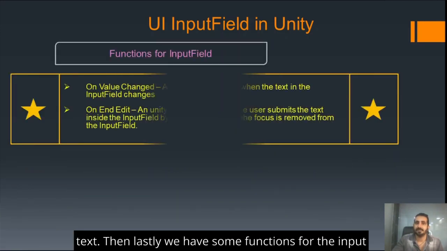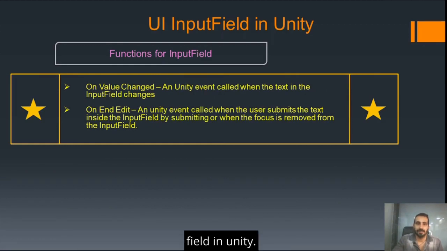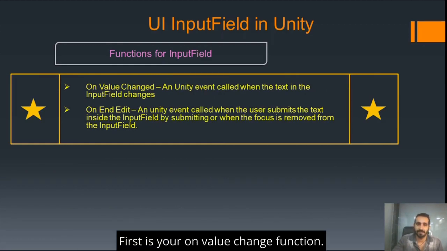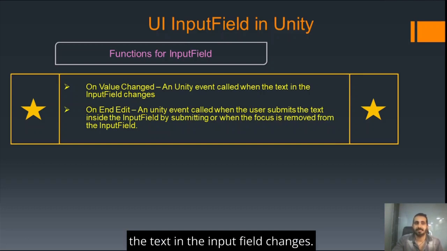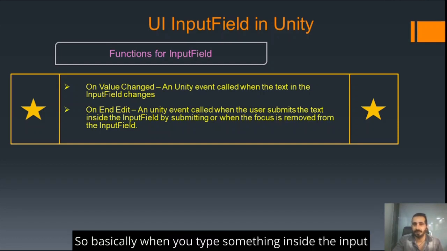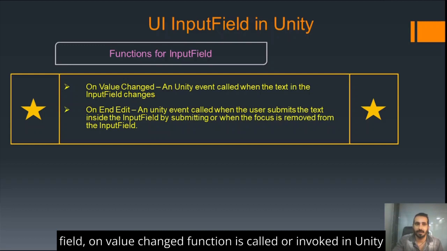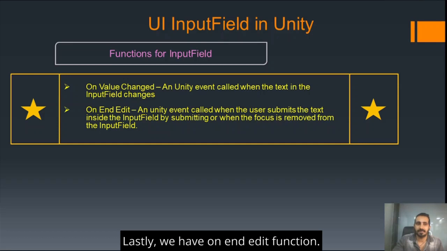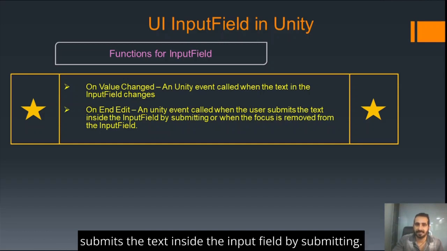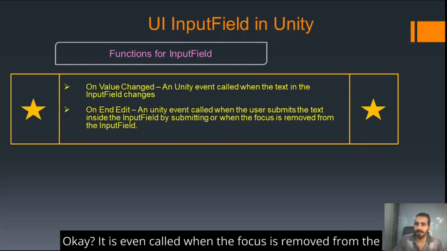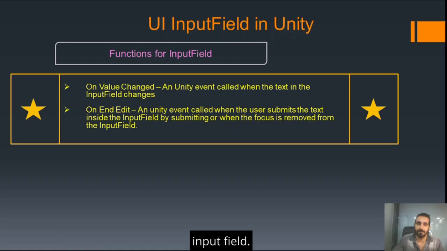Then lastly, we have some functions for the input field in Unity. First is your OnValueChanged function. OnValueChanged is a Unity event called when the text in the input field changes. So basically when you type something inside the input field, the OnValueChanged function is called or invoked in Unity. Then lastly, we have the OnEndEdit function. OnEndEdit is a Unity event called when the user submits the text inside the input field. It is also called when the focus is removed from the input field.